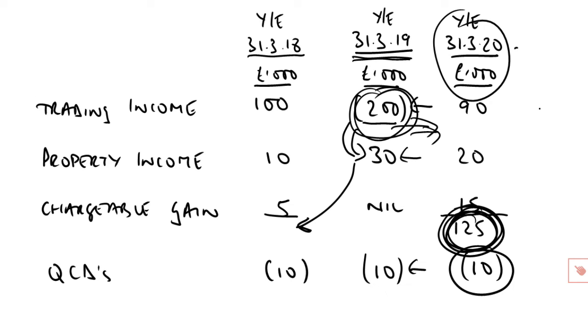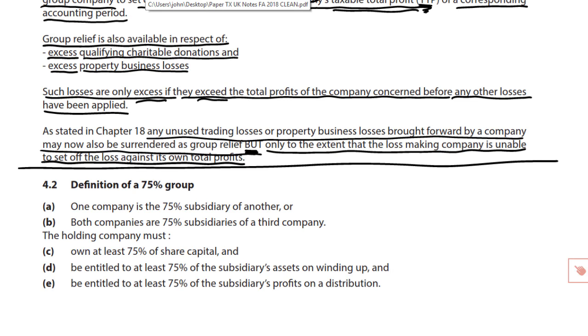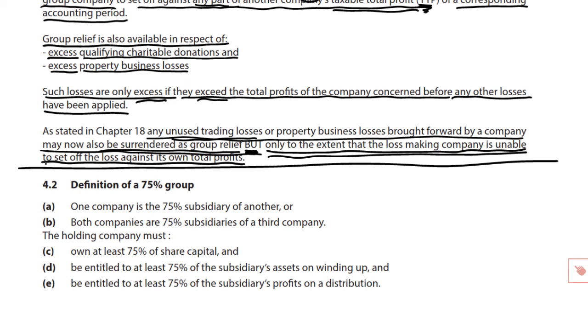So only 75,000 would be eligible for group relief. So let's just go back and look at what the note says, as we've stated there. Any unused trading loss brought forward by a company may now also be surrendered as group relief, but only to the extent that the loss-making company is unable to set off that loss against its own total profits. What are its own total profits? £125,000. So you've got a 200,000 loss. You're unable to offset 75,000 of that. That is the figure that would be available for group relief.